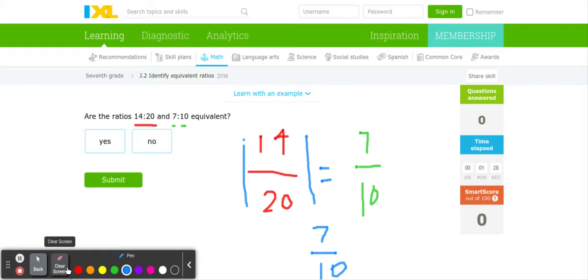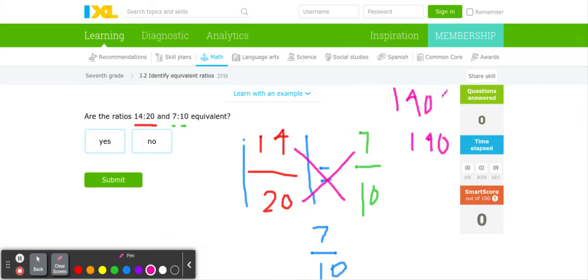Now, just for the sake of it, I'm going to show a different way you can do it. You can still write it as a fraction, but we can also cross multiply. Cross multiplying is really useful, especially in proportions. So we can do 14 times 10, which equals 140, and we can do 20 times 7, which also equals 140. This way we can see that both fractions or ratios, whatever you want to call them, are equivalent, because when you cross multiply them, the numbers are equal.